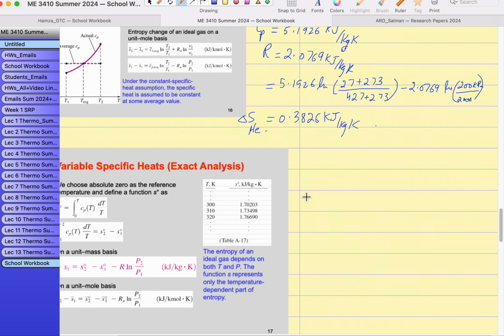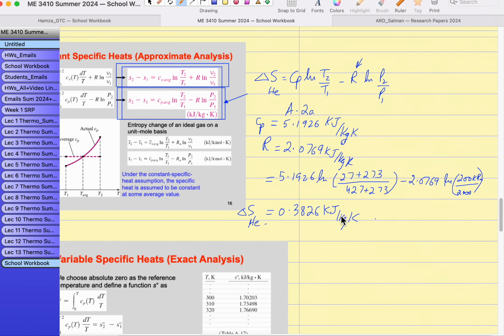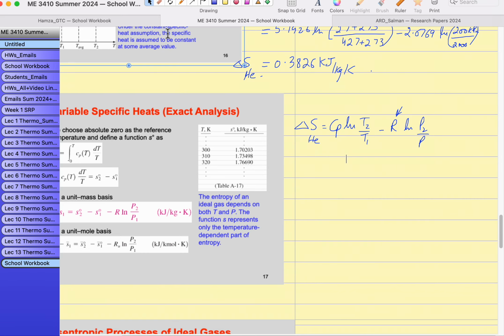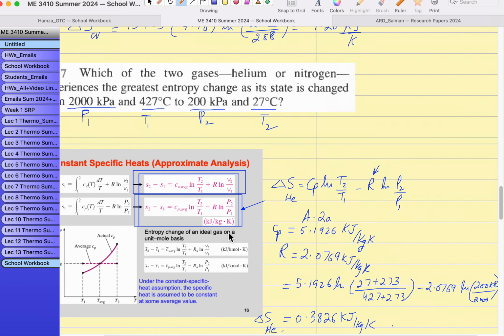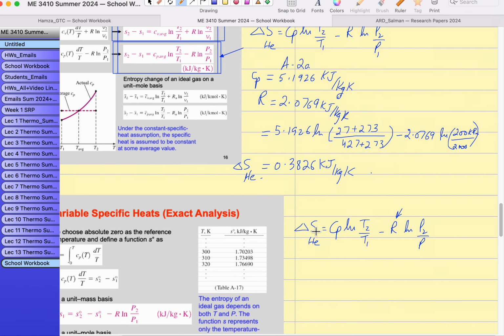And now we can find the entropy change for nitrogen. I'm just going to use the same formula. Entropy change for nitrogen: from the table, the Cp value for nitrogen is equal to 1.056, and the R value for nitrogen from table A-2a is equal to 0.2968.